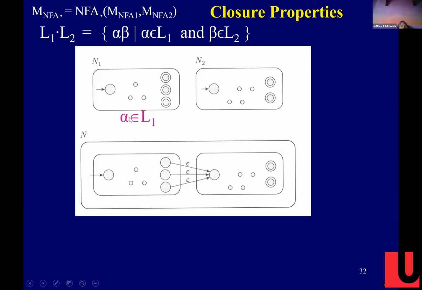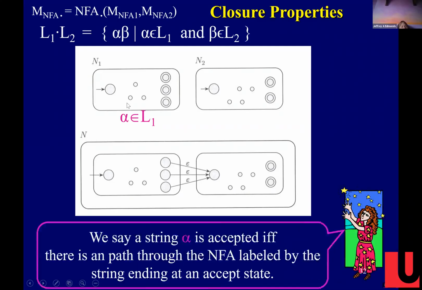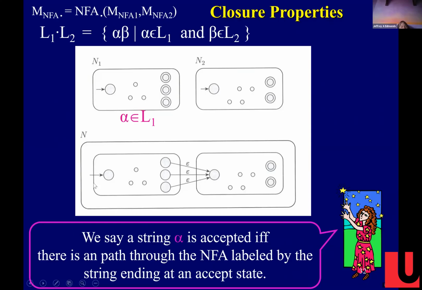Why is that? Well, because of alpha in the language. When does a machine accept down here? The machine accepts alpha if there's a path labeled alpha in the NFA ending in an accept state. So because it's in the language, there exists some path that goes there. Similarly, there exists some path that does beta. So we combine them and we get a path that goes here. Does that make sense?